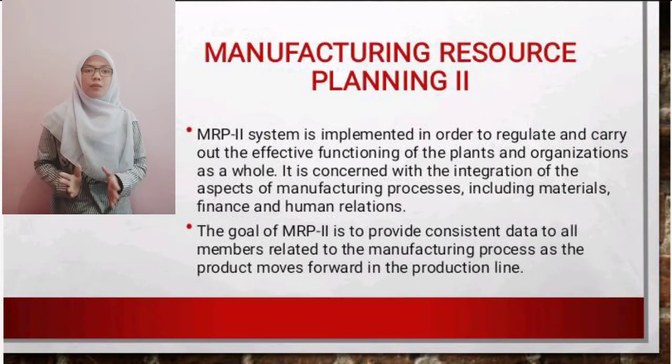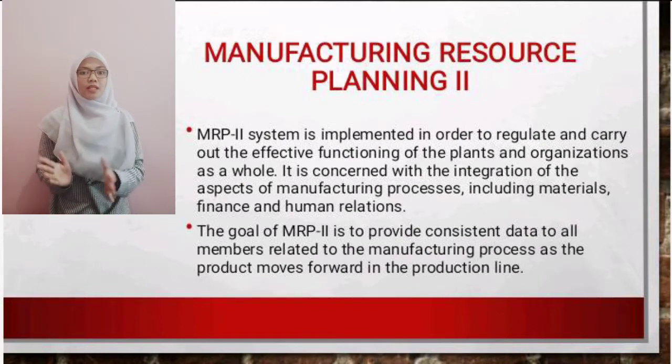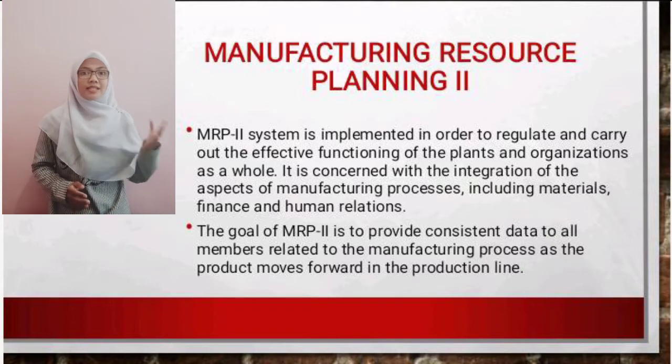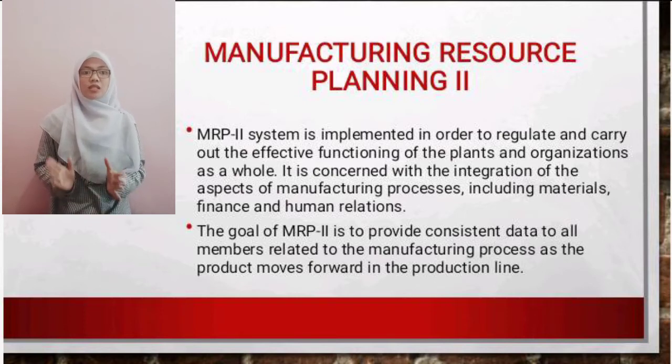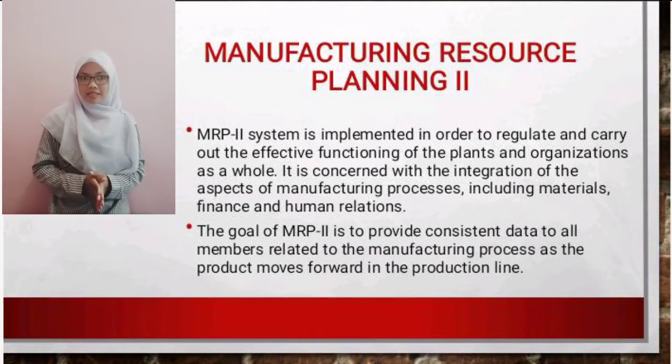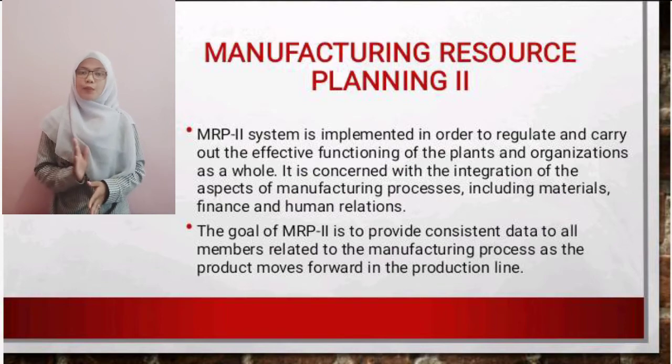And here's about manufacturing resource planning 2. The MRP2 system is implemented in order to regulate and carry out the effective functioning of the plants and organizations as a whole. It is concerned with the integration of the aspects of the manufacturing process, including materials, finance, and human relations. The goal of MRP2 is to provide consistent data to all members related to the manufacturing process as the product moves forward in the production line.